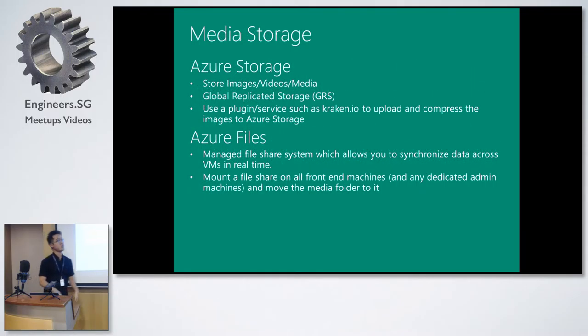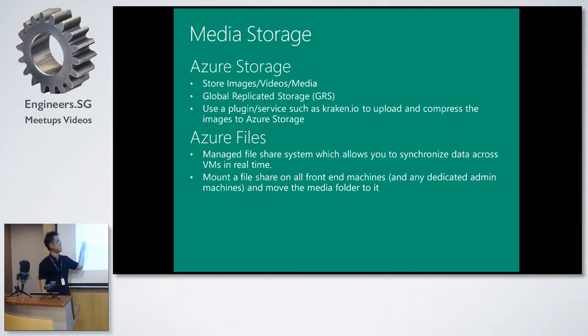Okay. So as with anything, you need to talk about media storage. There are two ways you can do media storage. You can do media storage using Azure Storage. You can store images, videos, media, big global replicated storage. Use a plugin or service to upload and compress the files and send it to Azure Storage. Azure Storage is basically one-for-one the same as Amazon S3. Same thing, replication, storage, same.